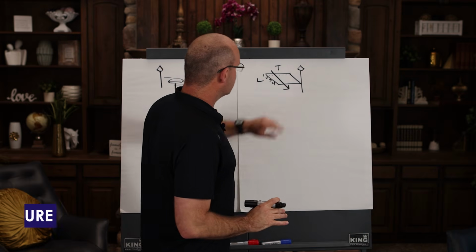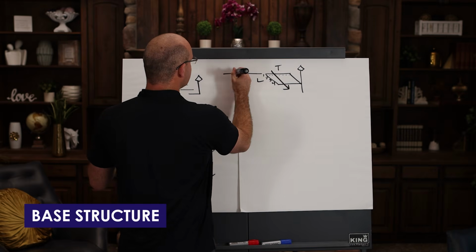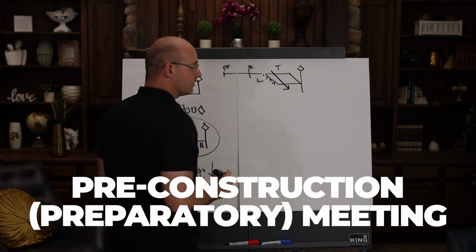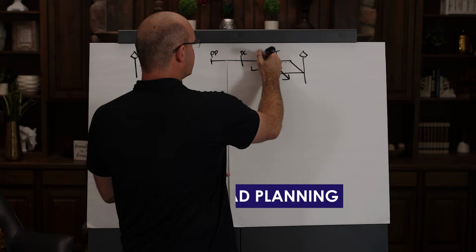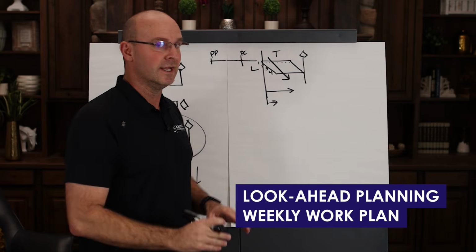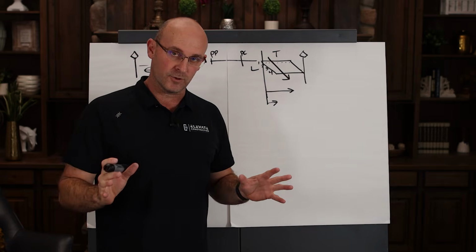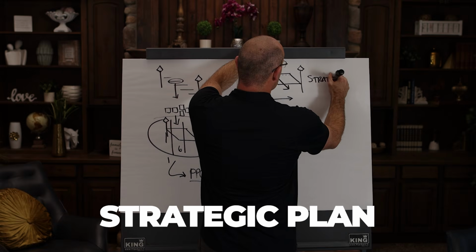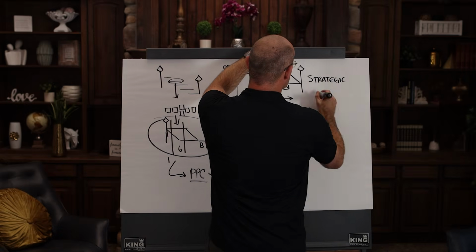So you have this as a base structure, and 3 months before that, you did a pull plan. 3 weeks before that, you did your pre-construction or your preparatory meeting, and you're able to do look-ahead planning 6 weeks out and a week out for your weekly work plan. This is the base framework for construction scheduling, but this is your strategic plan. I hope this is landing, okay? This is your strategic plan.